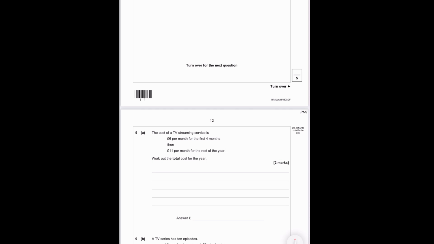The cost of a TV streaming service is £6 per month for the first 4 months. It's then £11 a month for the rest of the year. So work out the total cost. So we're going to work out for the year, so that's going to be 12 months. So the first 4 months is going to be £6 each. And then we're going to add the cost of £11 for the following months, which is going to be 8. So that's going to be 24, add 88, which gives us a total of £112.